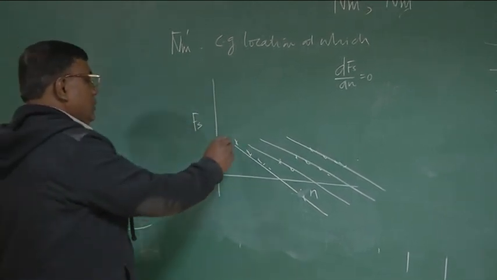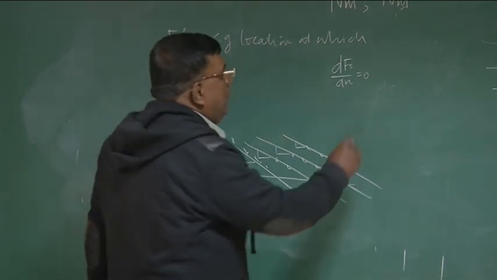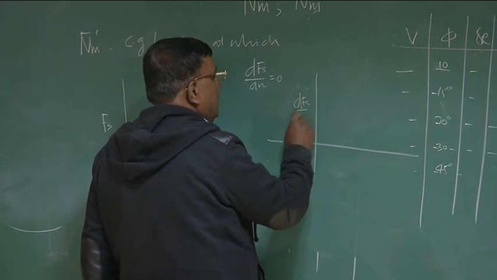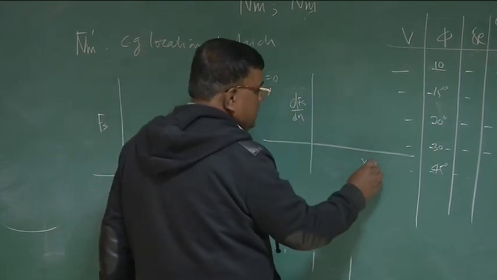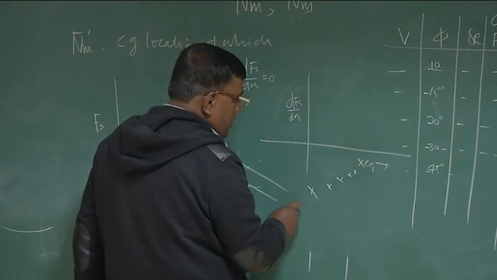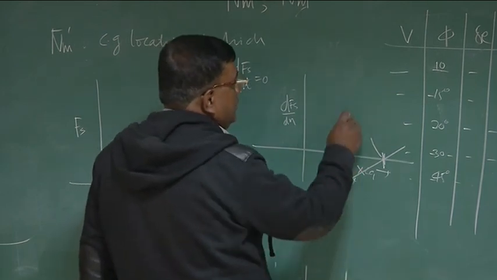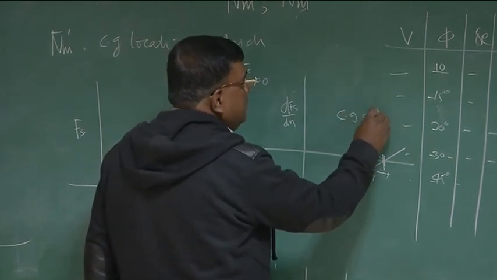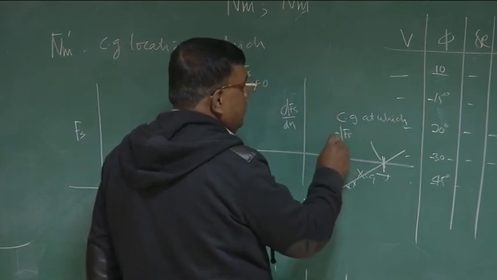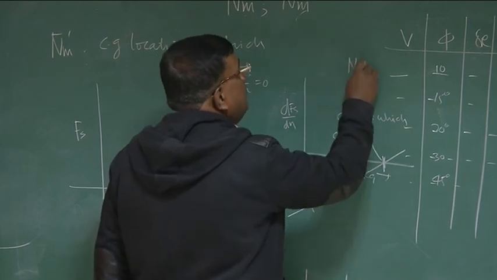Then I take the slope, I plot dFs by dn versus xCG, and 5-6 points I'll get, join them, and this is the CG location at which dFs by dn equal to 0. So this is Nm prime.